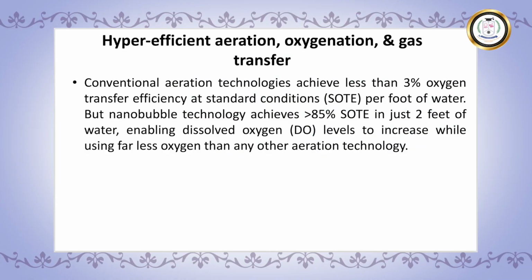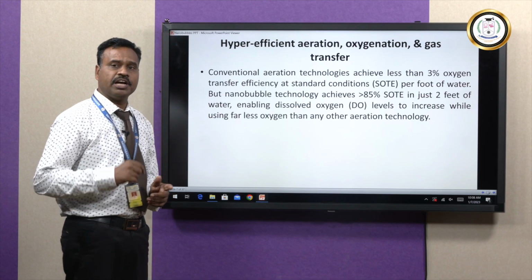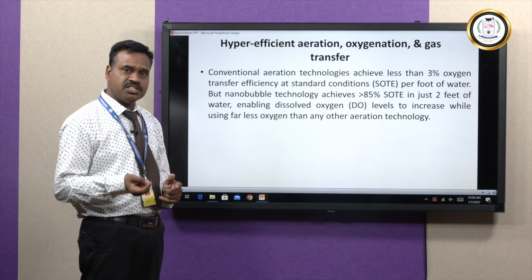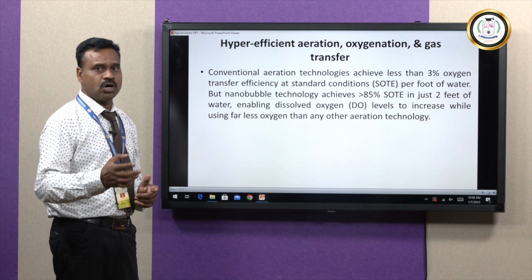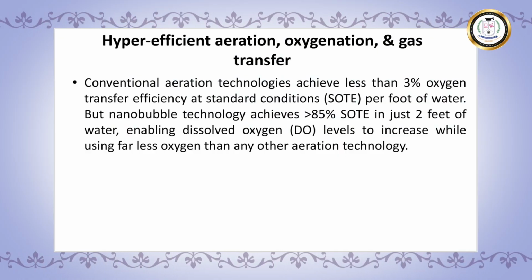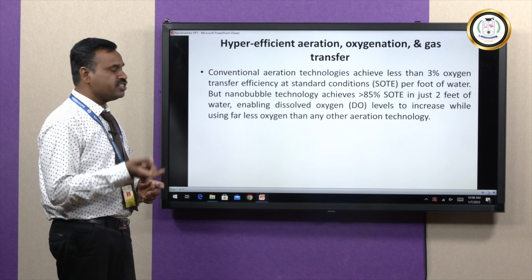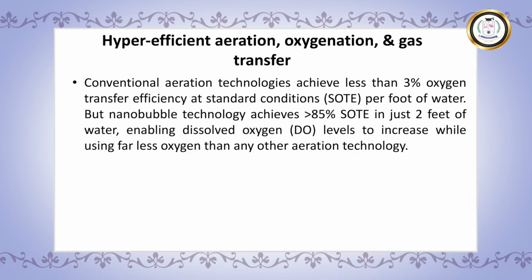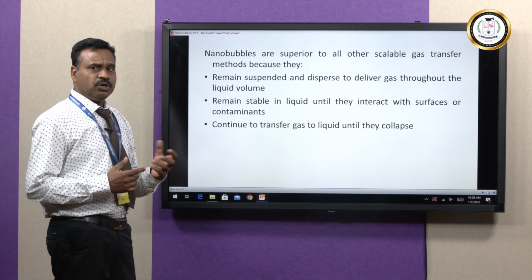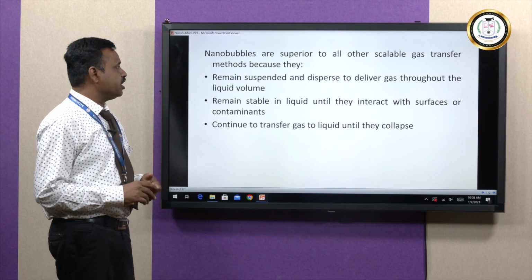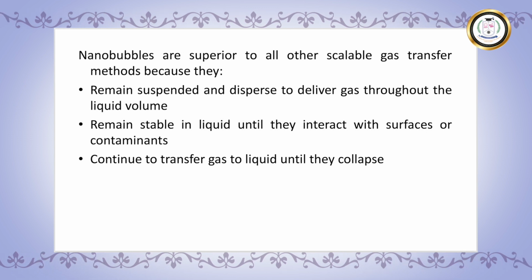What is this hyper efficient aeration, oxygenation and gas transfer? Aeration means injection of air into any liquid, let us say water. Oxygenation means instead of air we are injecting oxygen into the liquid to enhance the DO, that is called dissolved oxygen. Conventional aeration techniques have only 3% oxygen transfer efficiency under standard conditions, whereas nanobubble technologies have 85% oxygen transfer efficiency. Compared to other scalable gas transfer methods, nanobubbles are superior because they remain suspended and dispersed to deliver gas throughout the liquid volume.